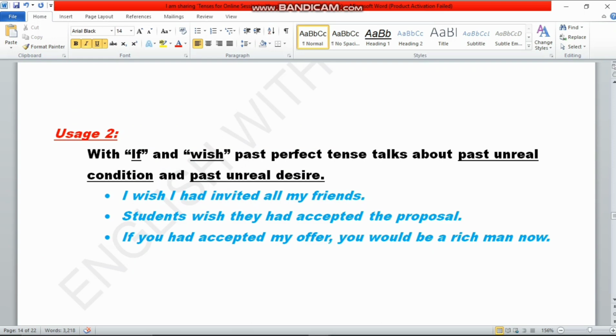Here comes the second usage of past perfect tense. With words like if and wish, past perfect tense talks about past unreal condition and past unreal desire. For example, I wish I had invited all my friends. It means that I did not invite them. The second example, students wish they had accepted the proposal. It signifies that the students did not accept the proposal. And the last example, if you had accepted my offer, you would be a rich man now. It means you did not accept my offer.